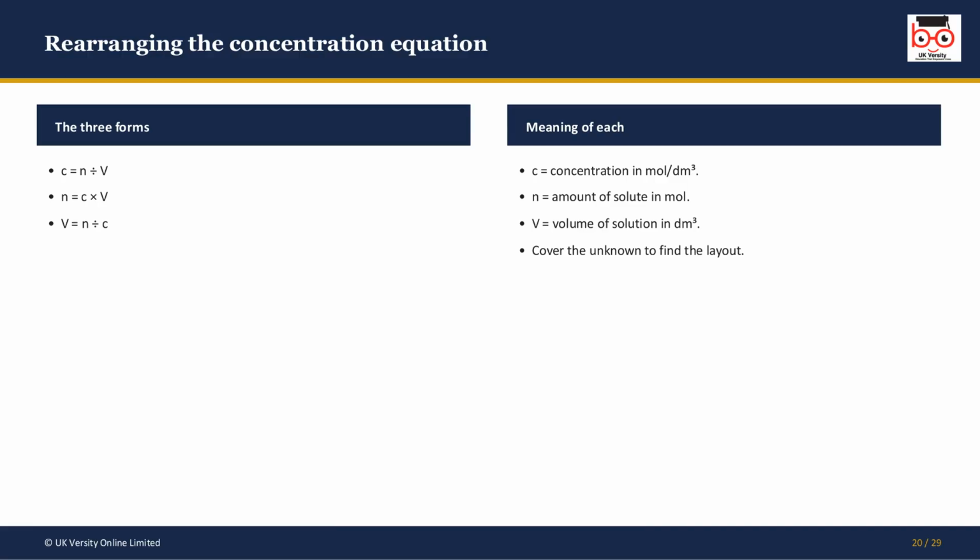The concentration equation also comes in three forms. As written, C equals N divided by V. Rearranged, N equals C times V, and V equals N divided by C. To keep them straight, remember what each stands for. C is the concentration in moles per dm cubed, N is the amount of solute in moles, and V is the volume of solution in dm cubed. As before, cover the unknown to reveal the layout you need.